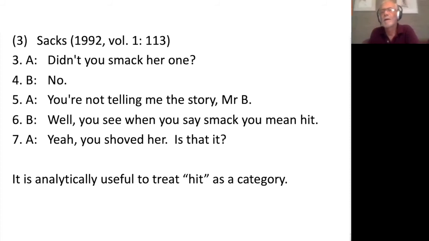Now, I want to finish with two short examples that maybe will clarify things a bit. One of these, I'm sure that a lot of you are familiar with, if not most of you, is from a Sachs lecture. It's a social worker talking to a guy who's under suspicion, let us say, of having somehow abused his wife. The social worker, A, says, "Didn't you smack her one?" B says, "No." A says, "You're not telling me the story, Mr. B." And that particular line is the focus for Sachs' analysis, but it's not the line I'm interested in.